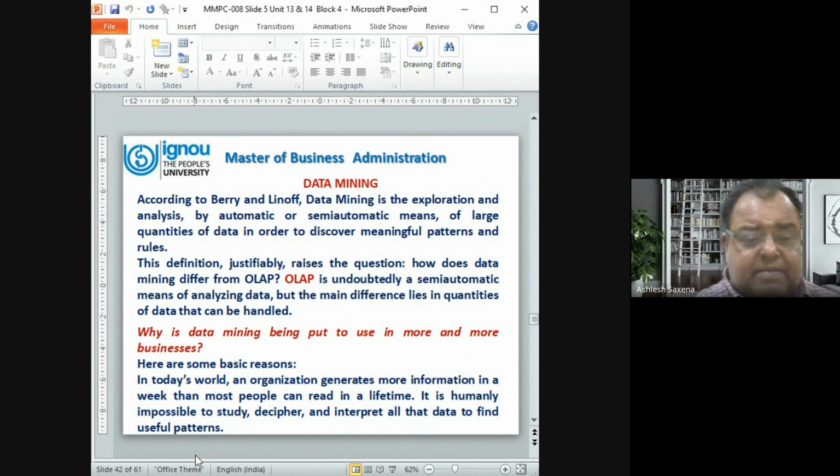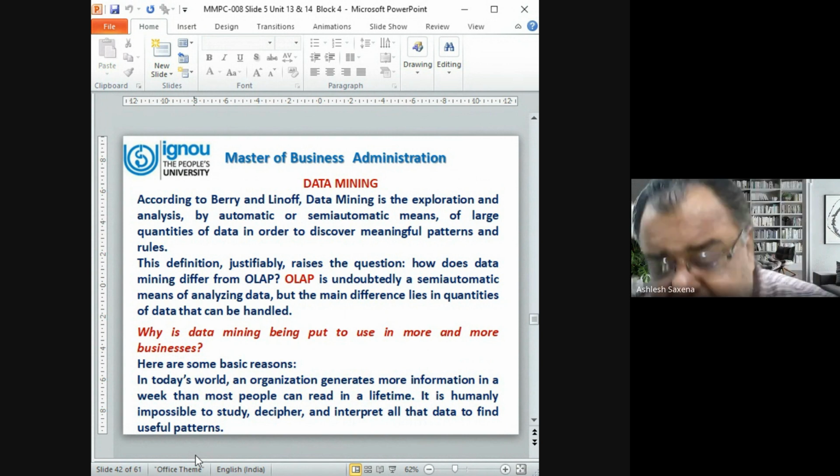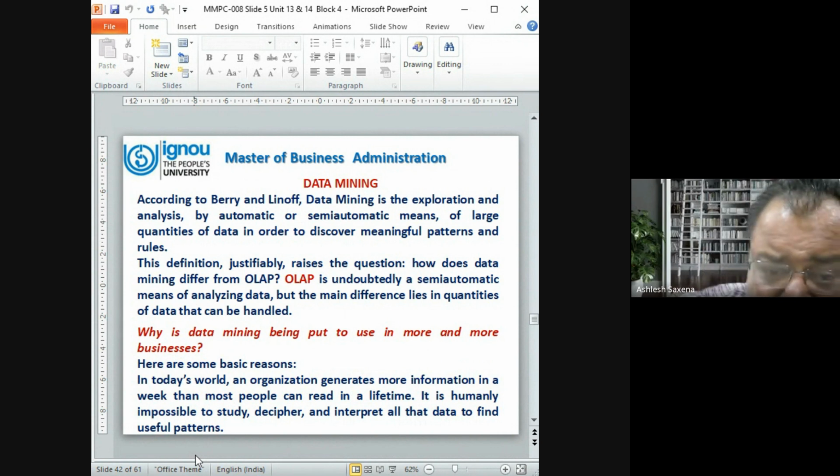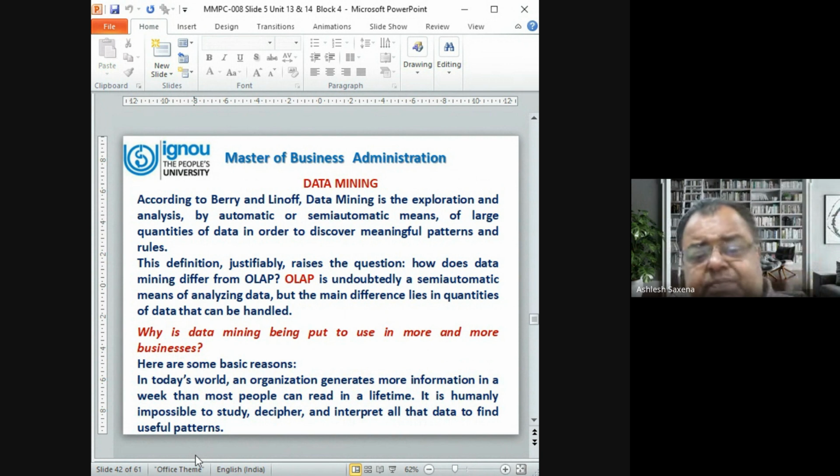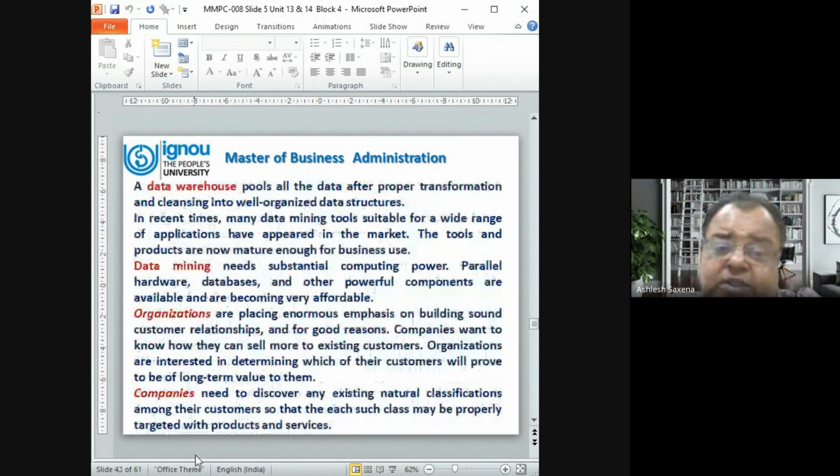Why is data mining being put to use in more and more businesses? Here are some of the reasons. In today's world, organizations generate more information in a week than most people can read in a lifetime. It is humanly impossible to study, decipher, and interpret all the data to find useful patterns. The data warehouse pulls all the data, after proper transformation and cleansing, into well-organized data structures. In recent times, many data mining tools suitable for a wide range of applications have appeared in the market. The tools and products are now mature enough for business use.